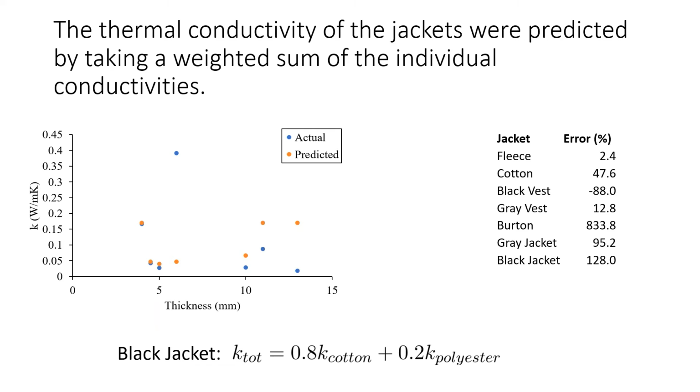We wanted to estimate the thermal conductivity of the jacket without having to do the experiment. We started by taking a weighted sum of the thermal conductivity of each material used in the jacket based on the amount of the material in the jacket. The results from this method vary wildly. As seen in the table, the error in the fleece jacket estimate was only 2.4%, but the error in the Burton jacket estimate was almost 840%.